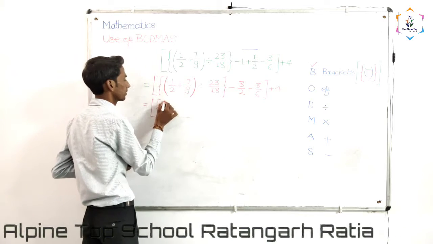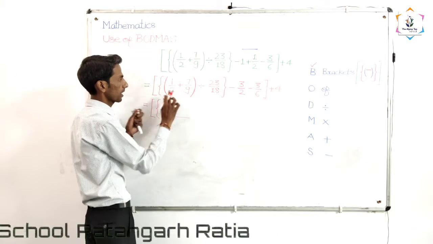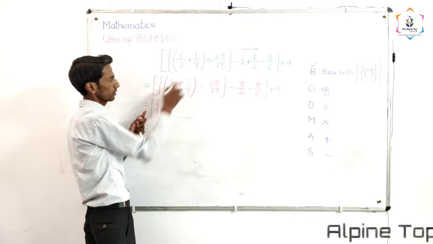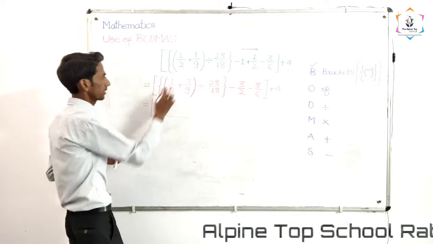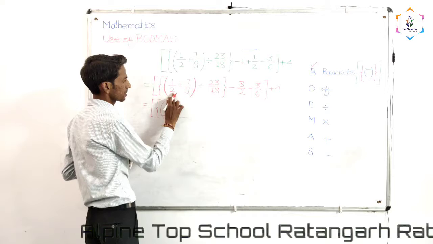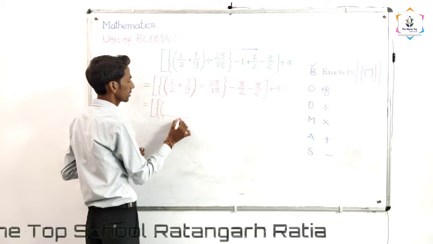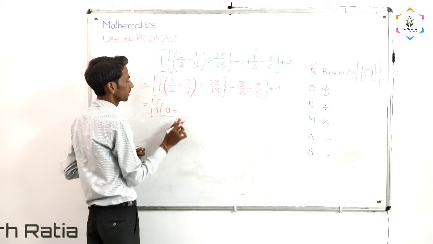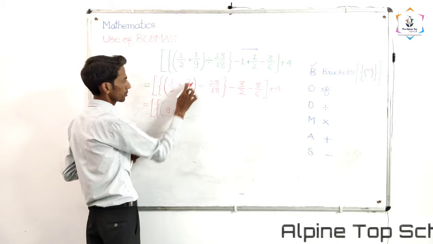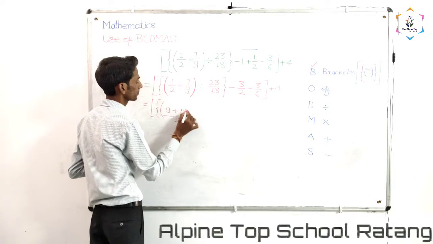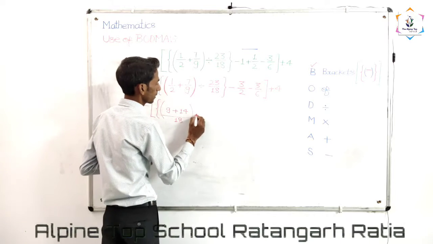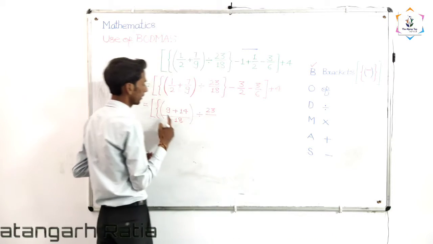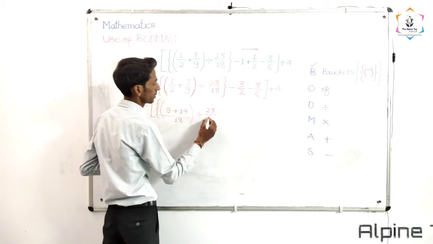How can we solve the small bracket? For this we have to take the LCM, because in this bracket only two numbers are there and both numbers are fractions, 1 by 2 and 7 by 9. LCM of 2 and 9 is 18. 18 divided by 2 is 9, 9 ones are 9, plus 18 divided by 9 is 2, 2 sevens are 14. Dear student, in the small bracket by taking LCM I have got 9 plus 14 by 18.